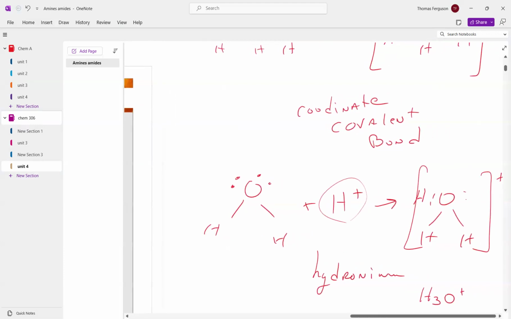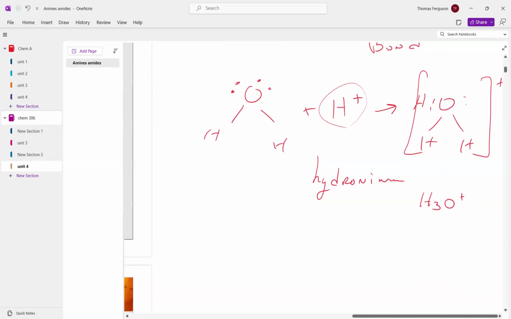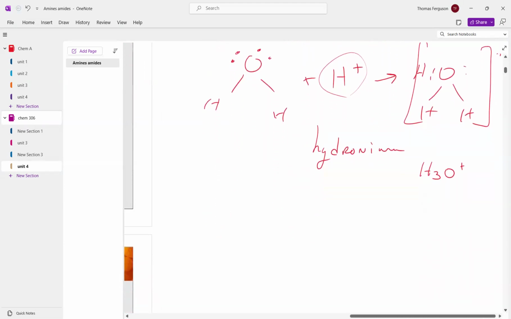Now, another thing about both oxygen and nitrogen, because of the non-bonding pairs, until the allergies are out, my eyes are starting to itch. And you're sneezing.